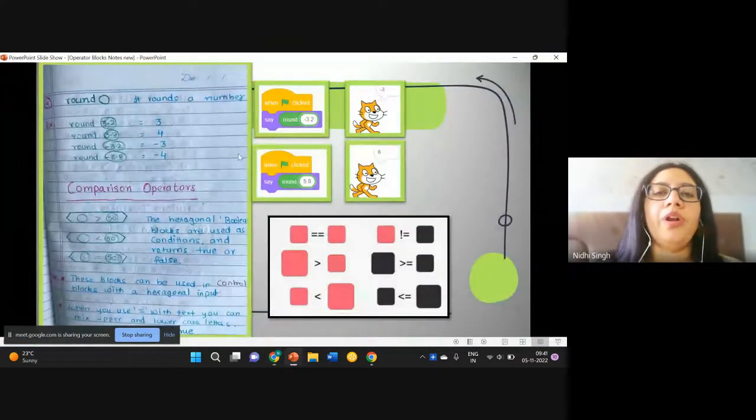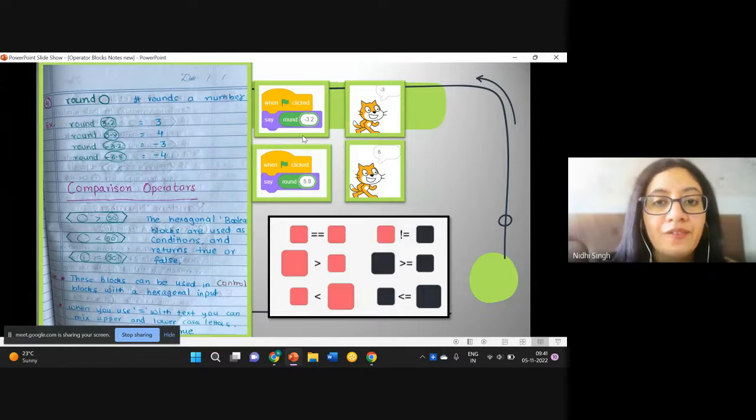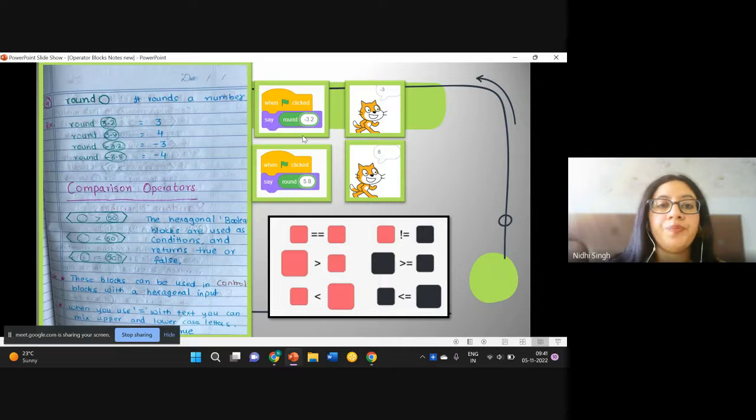Now round. Round will simply round the number. It will not change any sign or anything. It will round to the nearest. Now what is the difference between floor and ceiling? Floor and ceiling will see whether it needs to round up or down. Round will round to the nearest one.